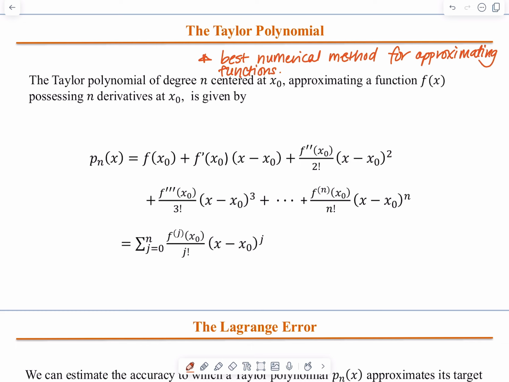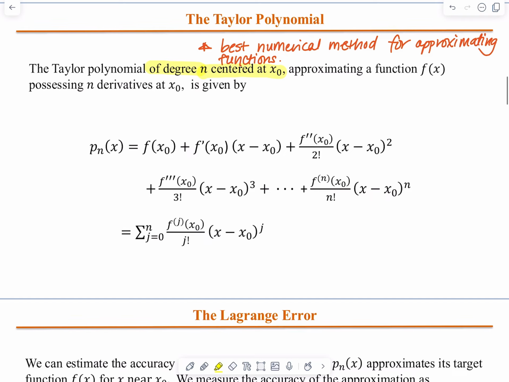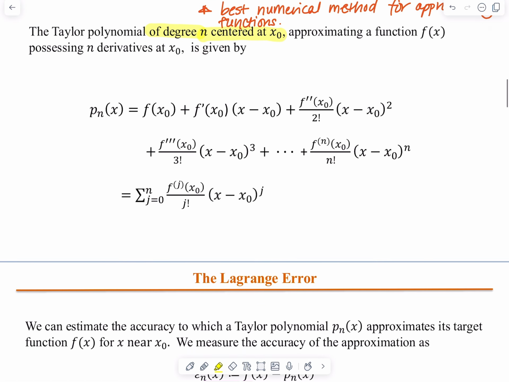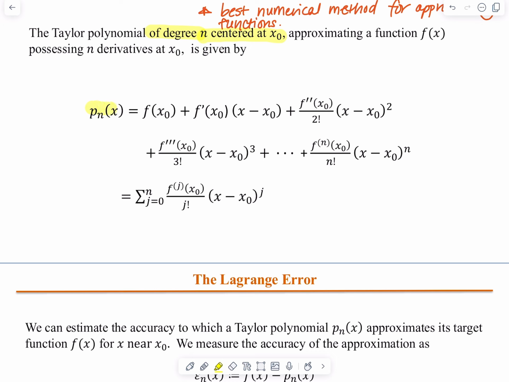So basically, the Taylor polynomial of degree n centered at x naught, approximating a function f of x possessing n derivatives at x naught, is given by this formula. You can see here, this is a Taylor polynomial of degree n, and the first term is always going to be the function evaluated at x naught. Then we move on to the next term, which is the first derivative of the function evaluated at x naught, multiplied by x minus x naught, and you can see that's to the first power, and so forth.